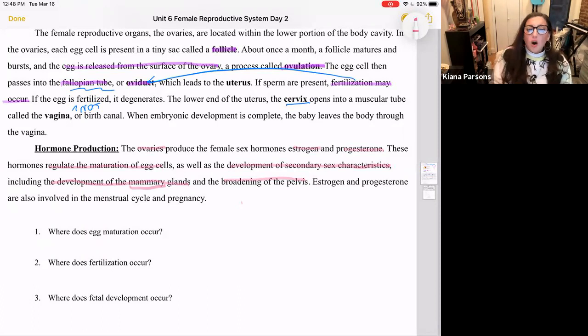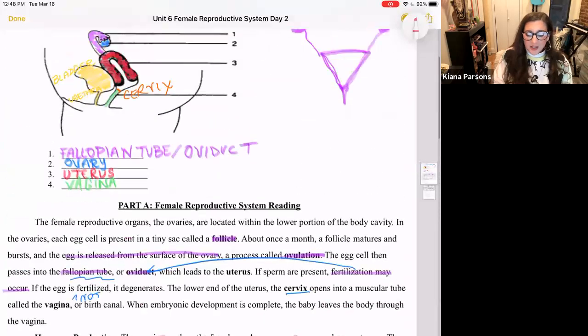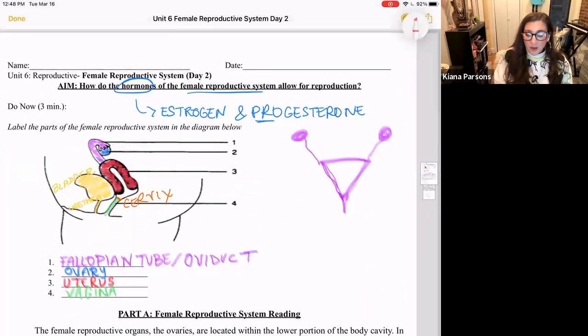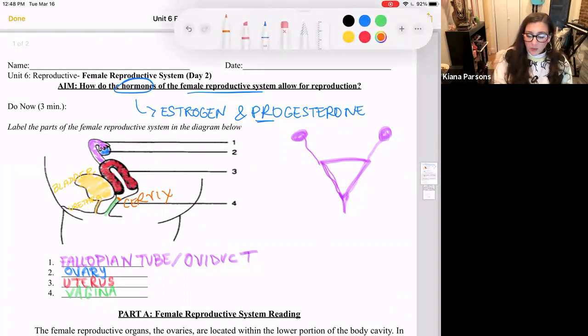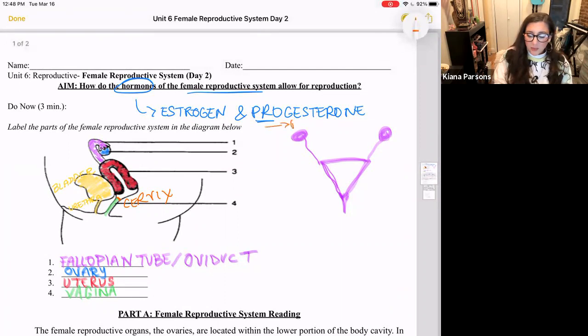Estrogen and progesterone are also involved in the menstrual cycle and pregnancy. Right, so those two primary hormones that we're talking about are estrogen, which is the main female hormone, and then progesterone, which is the pregnancy hormone. And again, that PR should help you remember. Can I spell pregnancy? Yes, I can. All right.